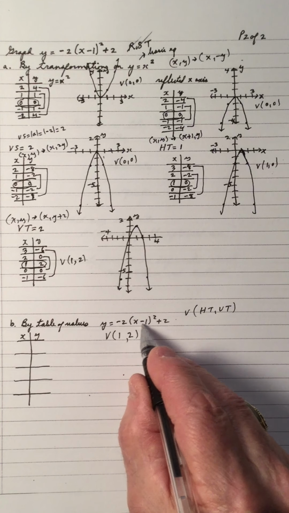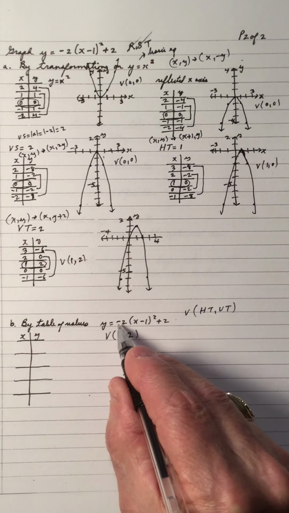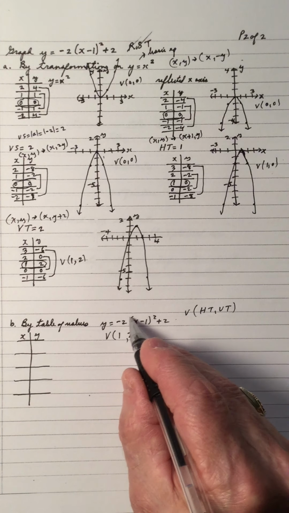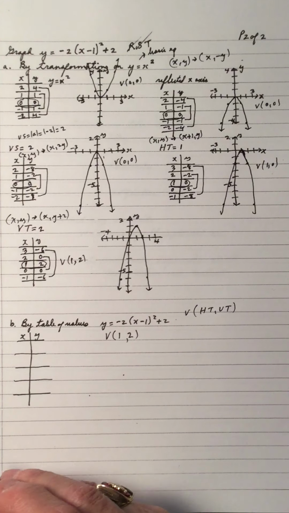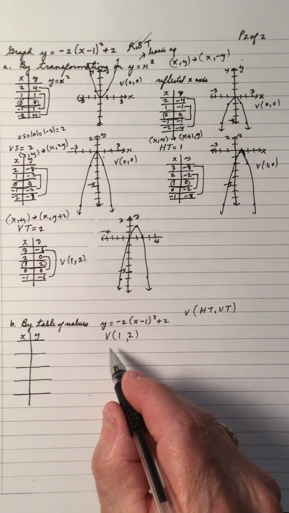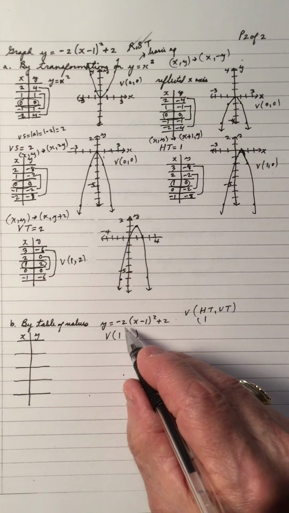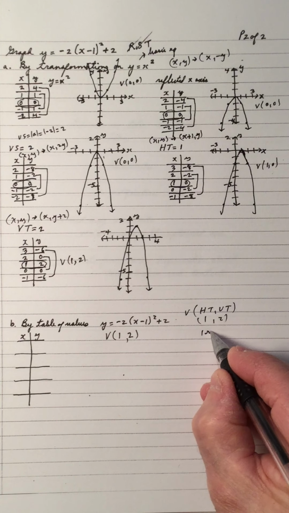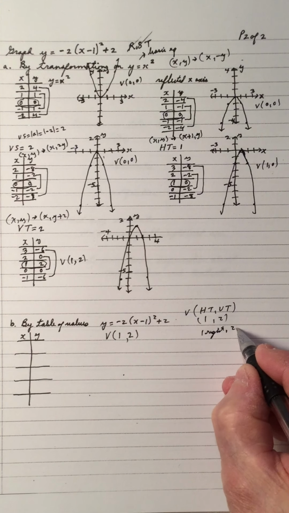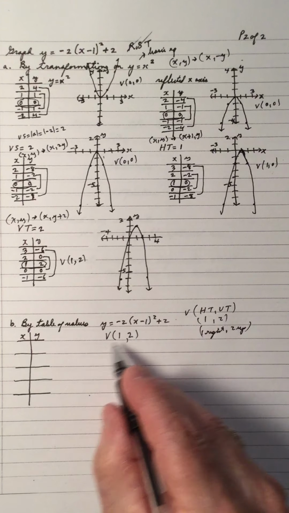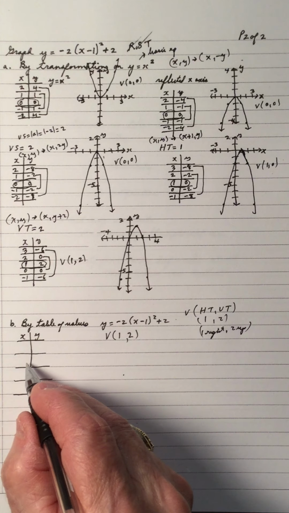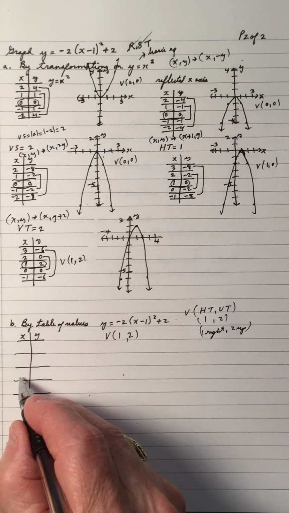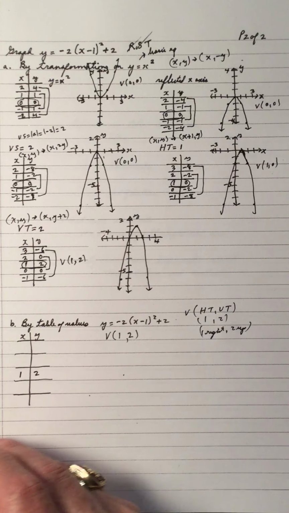Sub 1 in, and I get a 0. 0 squared is a 0. -2 times 0 is a 0. So when x is 1, this becomes 0. So y is 2. So that's your vertex. That's your horizontal translation of 1 right, 2 up. 1 right, 2 up. So the vertex goes in the middle of your table. I've got 5 places, so it goes right in the middle: 1, 2.